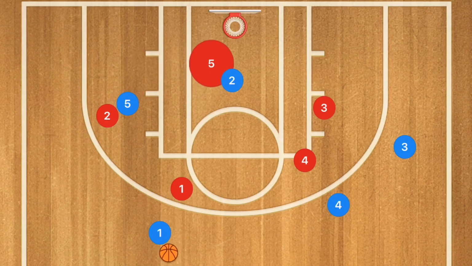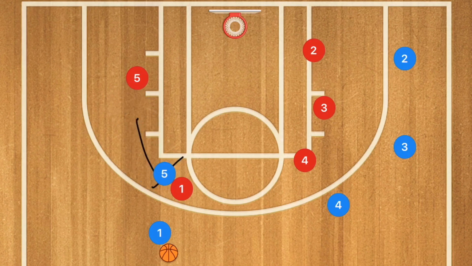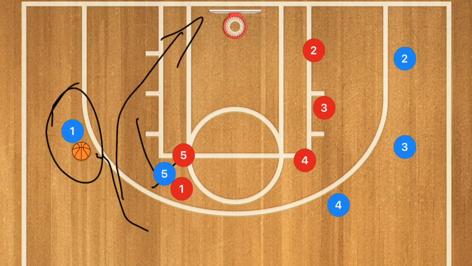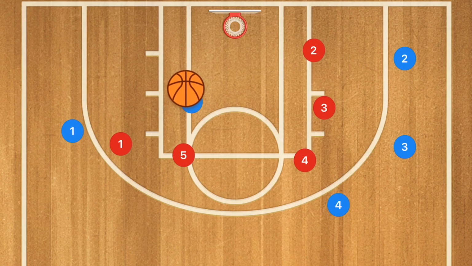Now, if he's not open, let's say they switched off or player 2 was able to fight through that screen, what I want to see happen now is for player 2 to clear out towards the opposite side and player 5 to set a screen and roll up with player 1. So player 1 can either take that shot, but we're aiming for a layup, so he could either drive towards the rim, or player 5 could roll off, and then we could have a possible open passing lane to player 5 for that layup.